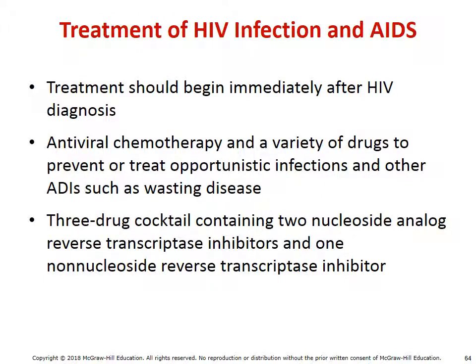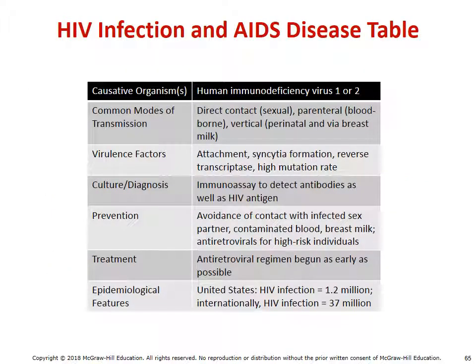So let's talk about the treatment for HIV, because the idea here is we need to keep viral numbers as low as possible for as long as possible. So treatment should begin immediately. We need to, again, use a cocktail of antiviral drugs that will decrease the amount of viruses present, preserving the immune system as long as possible. Here's that summary on HIV and AIDS.